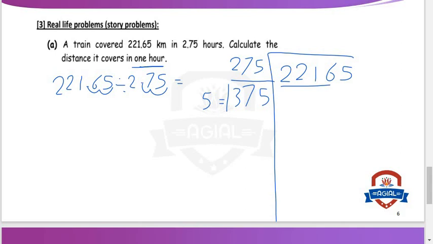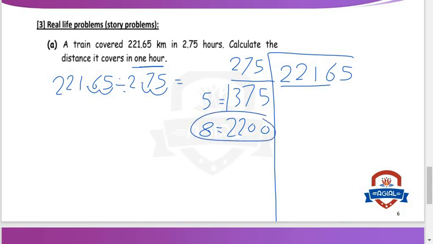Okay, for example, 8. 8 times 5 equals 40. 0 and carry 4. 7 times 8 equals 56, 57, 58, 59, 60. 0 and carry 6. 2 times 8 equals 16, 17, 18, 19, 20, 21, 22. Yes, it is near 2,216. So we will use 8.